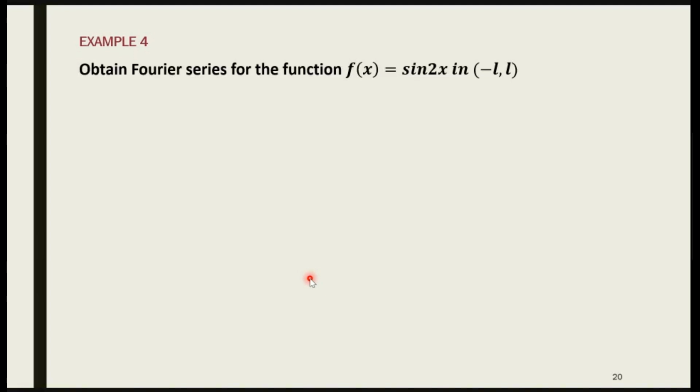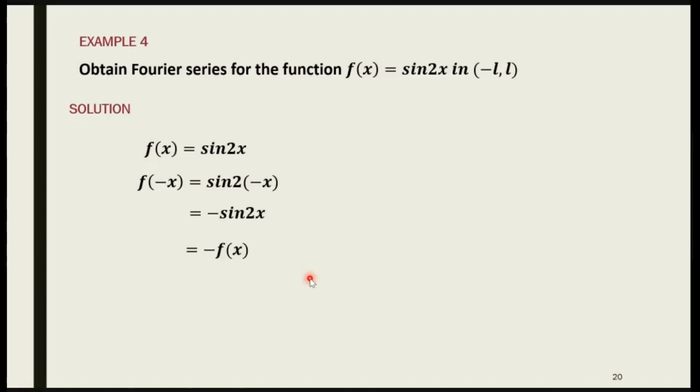When I put x is equal to minus x, कैसे, x को अगर minus x put किया तो sine of 2 into minus x. Sine of 2 into minus x will become minus, since sine of minus theta is minus sine theta. So I'll get the answer as minus sine 2x, which is an odd function.